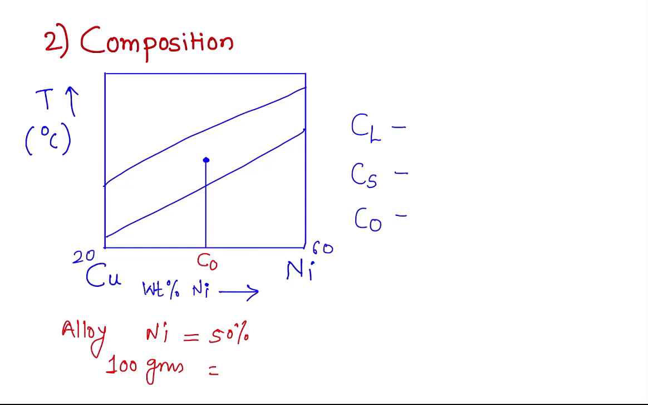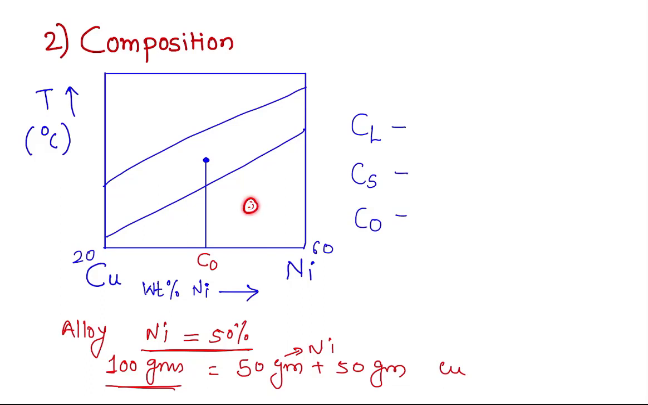Here composition C0 means, if I have given 50% nickel, so out of 100 grams, 50 gram is nickel plus 50 gram is copper. 50 gram is nickel and 50 gram is copper. So this is the given composition. In this given composition, if we are at this point, we will have 100 gram solid. If we are at this point, we will have 100 gram liquid.